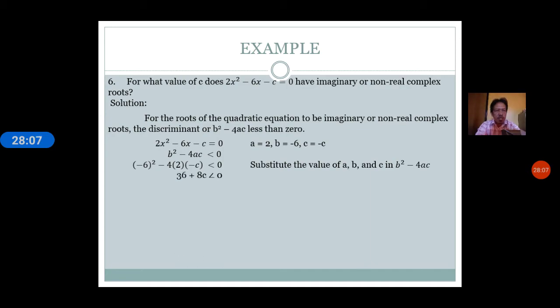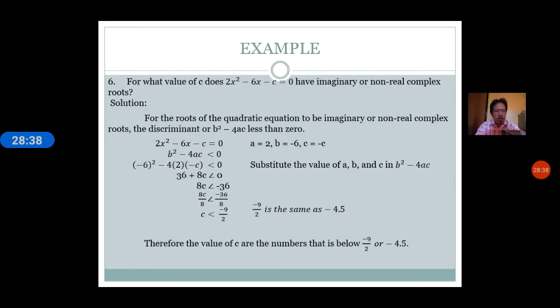Okay, so solving for c, we have 36 minus 8c is less than 0. Then 8c is greater than 36. Then c must be greater than 9 over 2. And 9 over 2 is also the same as 4.5. Okay? So, therefore, the values of c are the numbers that are beyond 9 over 2, or simply 4.5.